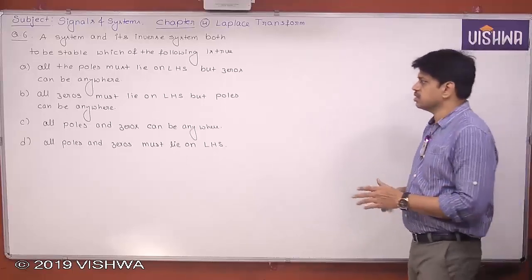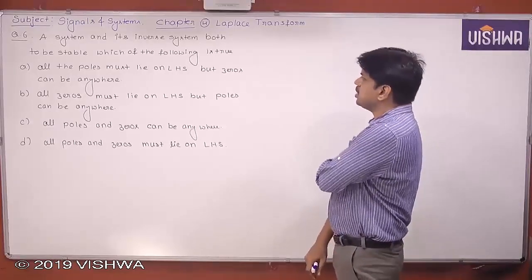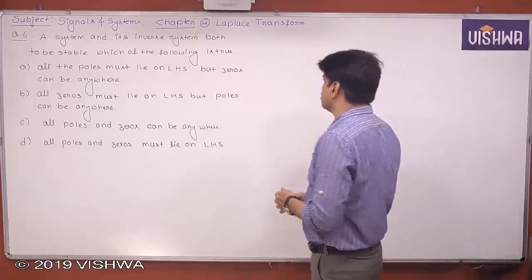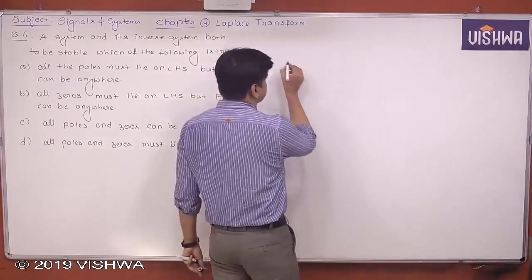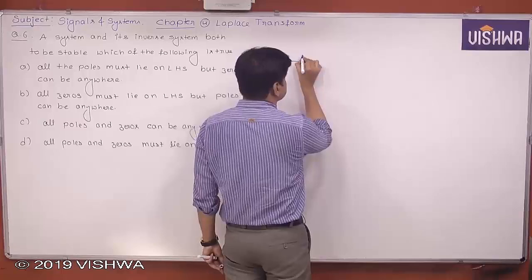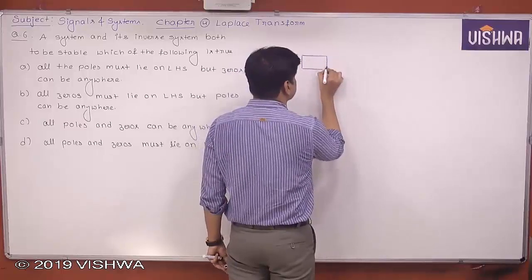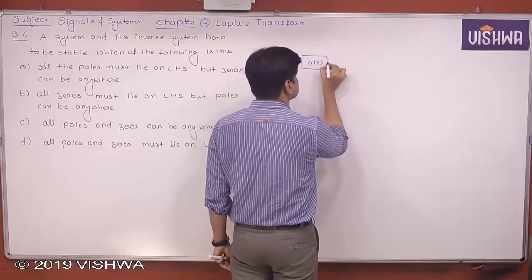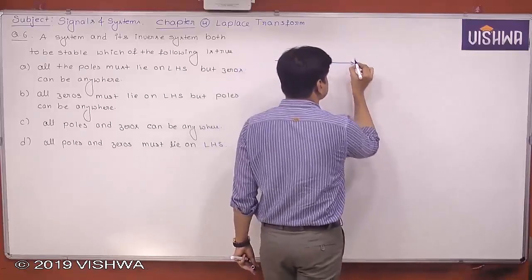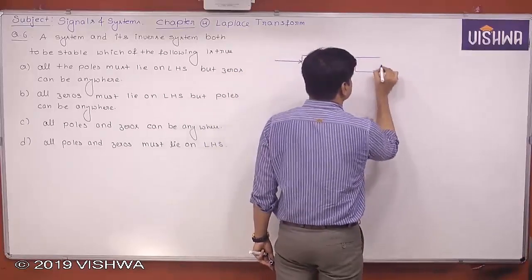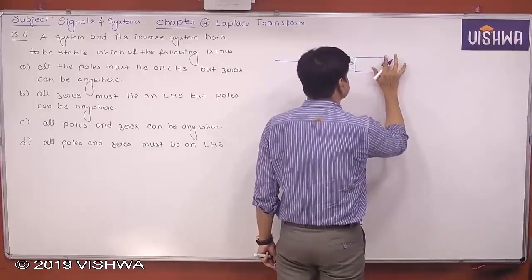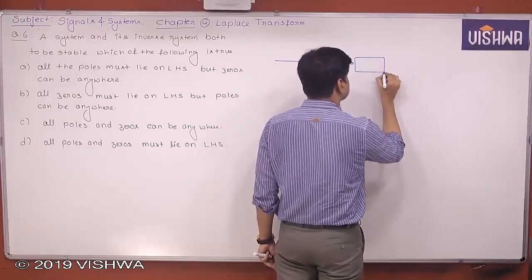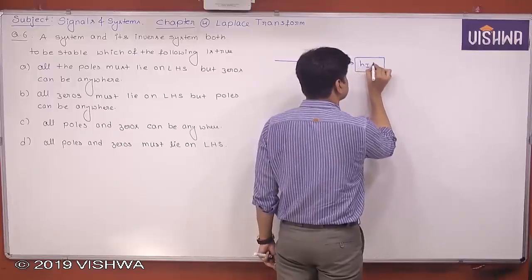Okay, listen here. A system and its inverse system. How can we define a system and its inverse system? If they are cascaded, suppose a system with impulse response h of t is cascaded with its inverse system, hi of t.